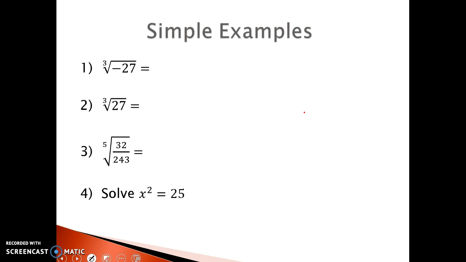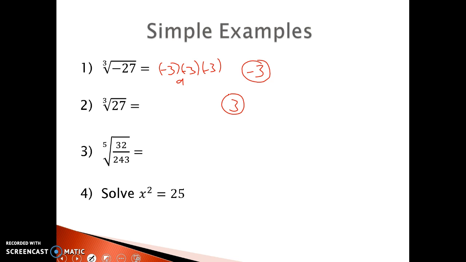So let's start with number 1, the cube root of -27. Well, that means we're looking for 3 things that when we multiply them together, we get a -27, and that would be -3 times -3 times -3. -3 times -3 is +9, but 9 times -3 is -27. So the cube root of -27 is simply -3. There are no i's here. It's simply -3. The cube root of +27 is +3.